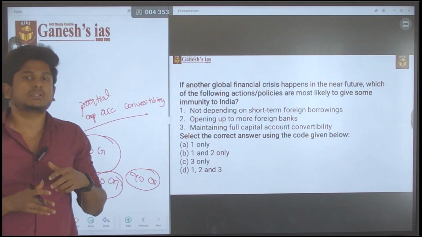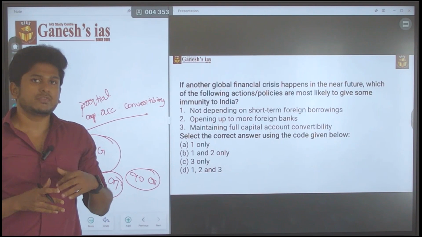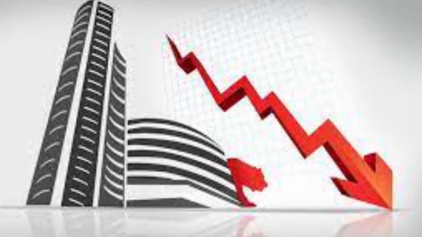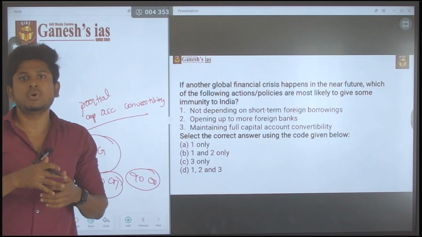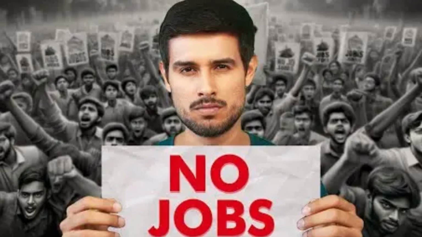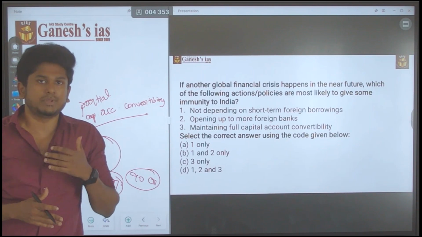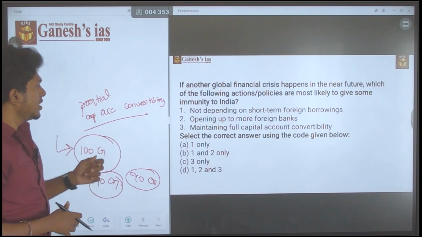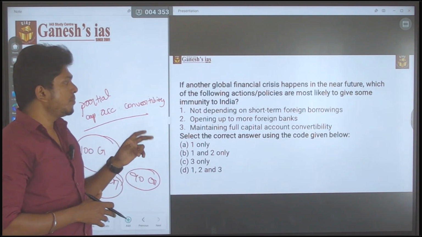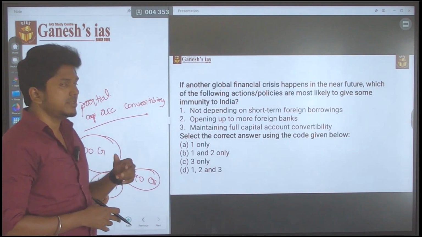India usually maintains partial capital account convertibility, not full capital account convertibility. If they maintained full capital account convertibility, that would lead to the fall of companies, and that would lead to a huge unemployment crisis in India. So they won't maintain full capital account convertibility; they usually maintain partial capital account convertibility. So maintaining full capital account convertibility is wrong. We have to maintain partial capital account convertibility only. So statement 3 is also wrong.